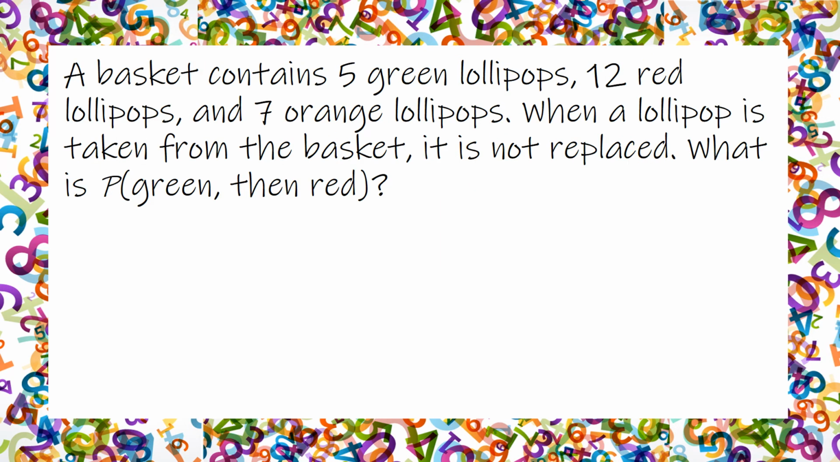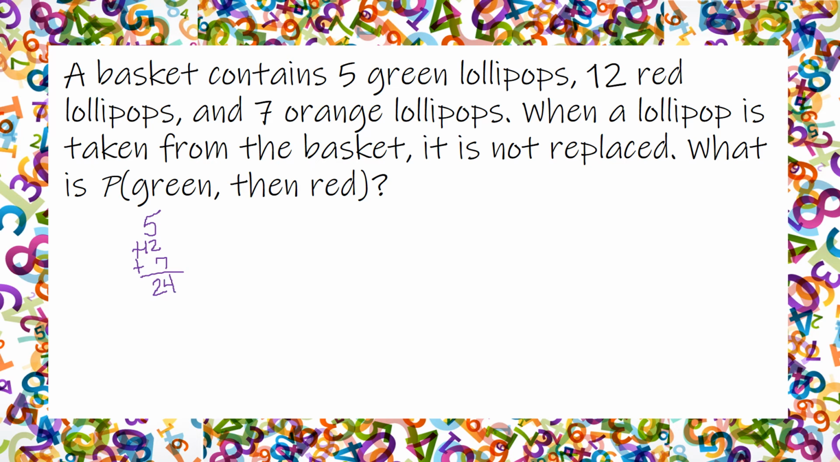A basket contains 5 green lollipops, 12 red lollipops, 7 orange lollipops. When a lollipop is taken from the basket, it is not replaced. What is the probability of getting a green first and then red? So the first thing we have to do is find out how many total lollipops. So 5 plus 12 plus 7. So 5 plus 12 is 17, plus 7 is 24.